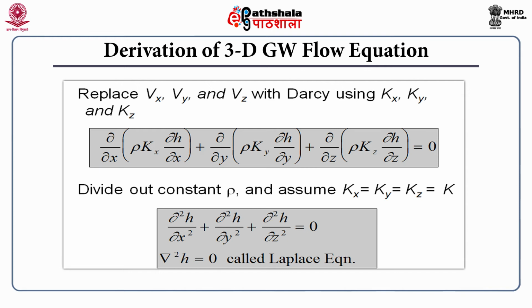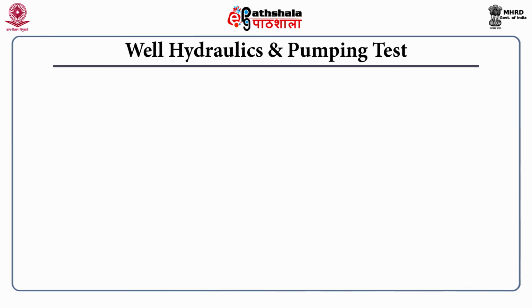Now, if you consider kx equal to ky, it means a completely homogeneous and isotropic type of aquifer material, then this kx, ky, kz can be taken out from this equation, and the right side will become 0. Resulting in d2h upon dx square plus d2h upon dy square plus d2h upon dz square equals 0, and this is known as the famous Laplace equation for quantifying homogeneous and steady state groundwater flow in subsurface.